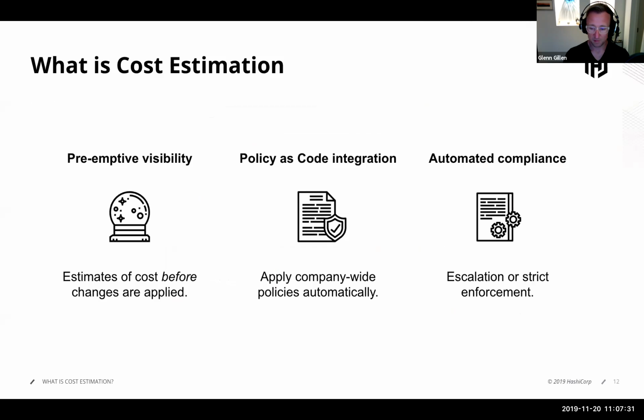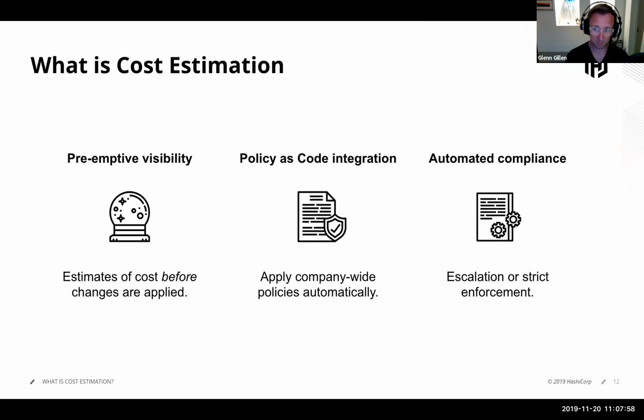And so to just recap, if I take away anything on what cost estimation is, I want to reinforce that this is preemptive visibility. As I said, most other tooling is very much after the fact. This brings it forward so you can see before you've actually applied the change what those resources are estimated to cost. It has policy as code integration, which means that you can come up with some company-wide policies and put them across all of your workspaces and have them applied automatically.